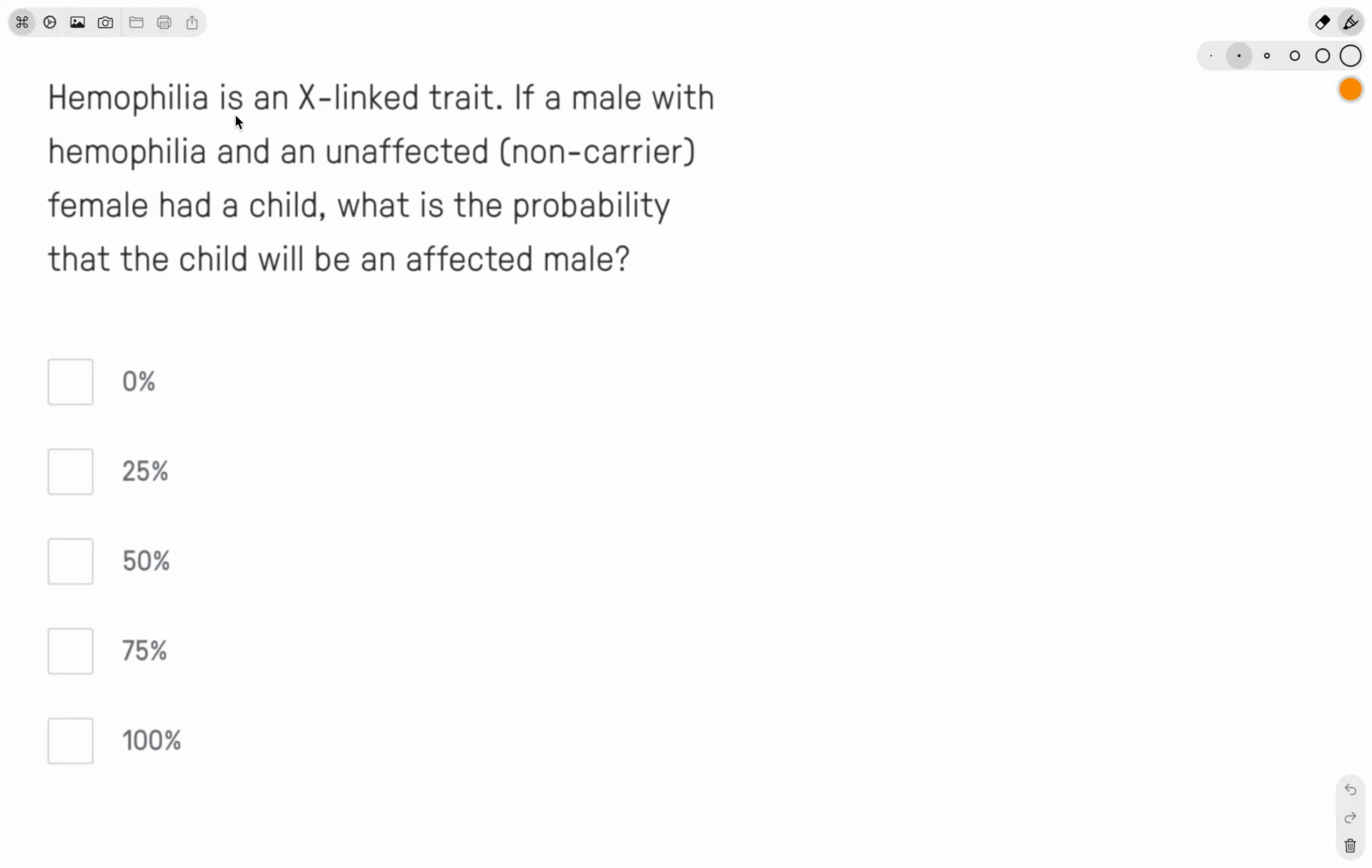First, we're saying that hemophilia is an X-linked trait. What does that mean? It means that the gene that codes for hemophilia is on the X chromosome. Now we have 22 pairs of autosomes, chromosomes that have nothing to do with sex determination, and then we have one pair that determines if we're going to be chromosomally male or female.